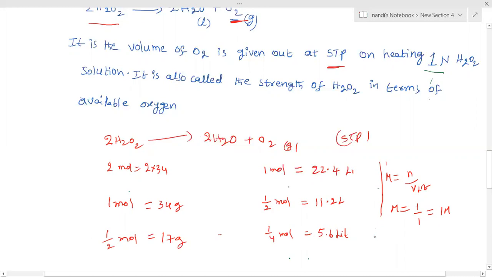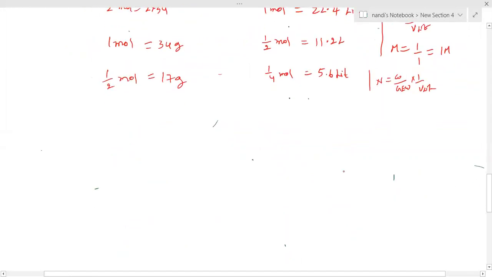I hope you know the normality formula. Normality equals given weight by gram equivalent weight into 1 by V in liters. So you can express N equal to 17 grams, the equivalent weight of H2O2 is also 17, into 1 by liters. You can get 1 normality.